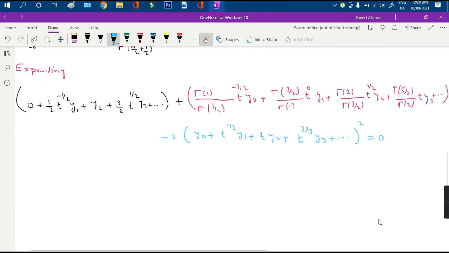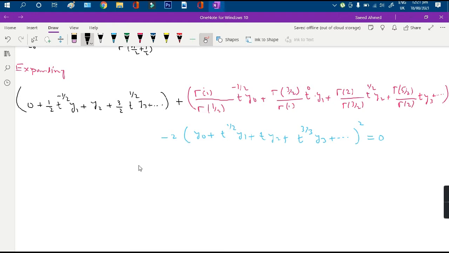Okay, I have expanded a few terms of each series, and now I have to collect different powers of t. As you can see, each expansion has a t term having power 0 or power 1 by 2 or minus 1 by 2, but before I do that I need to calculate these coefficients.